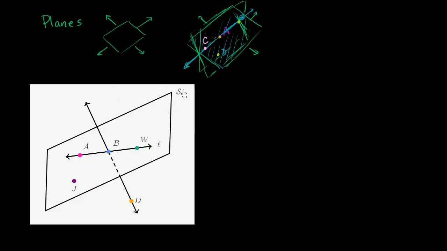This plane is labeled S. But another way that we can specify plane S is we could say plane, and we just have to find 3 non-collinear points on that plane. So we could call this plane AJB, AJB. We could call it plane JBW, plane JBW. We could call it plane, and I could keep going, plane WJA, WJA.